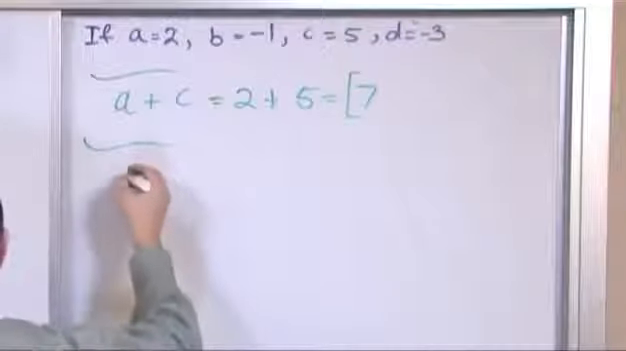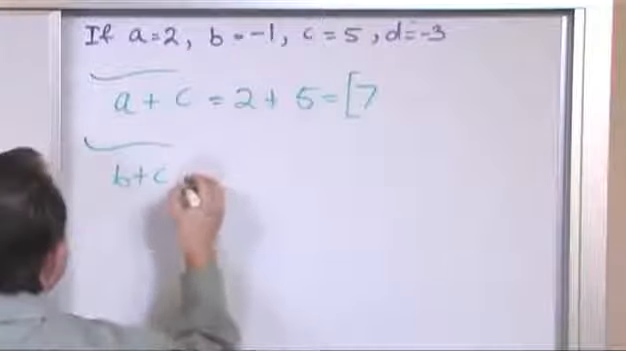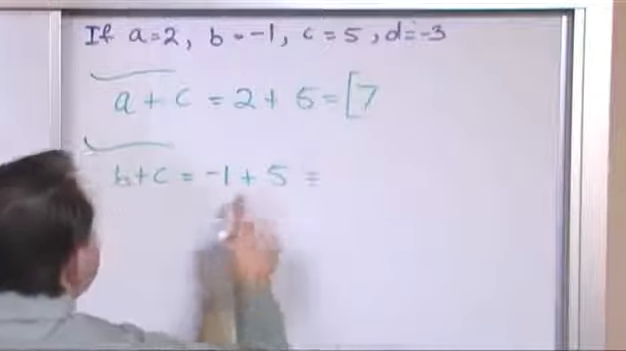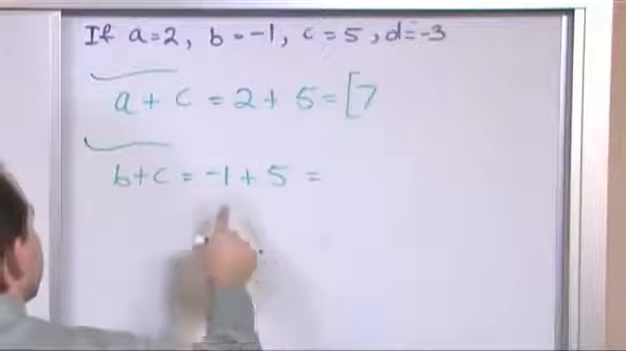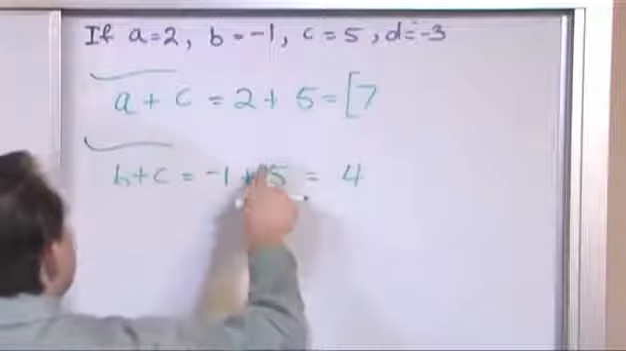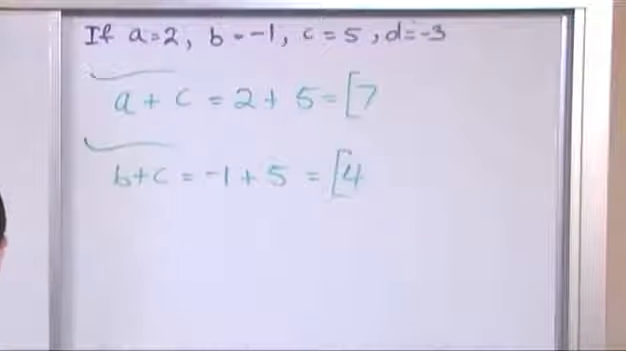So let's say you had B plus C. So B is negative 1 plus C is 5. And so negative 1 plus 5, from the rules we learned, they're different signs, so we subtract the numbers. 5 minus 1 is 4, and the larger number gives me my sign. So the answer is positive 4.